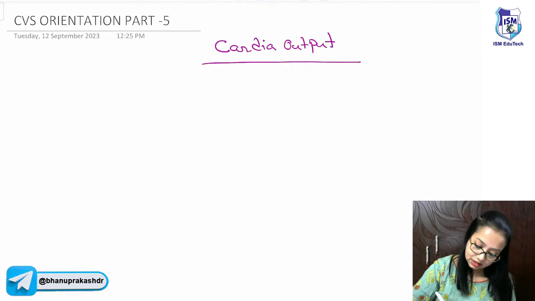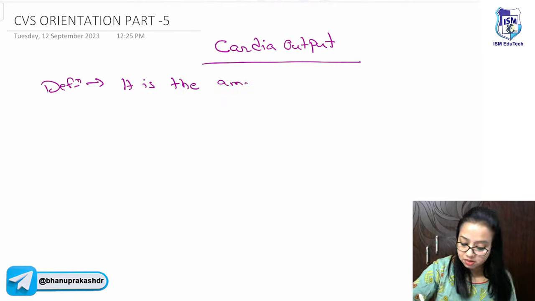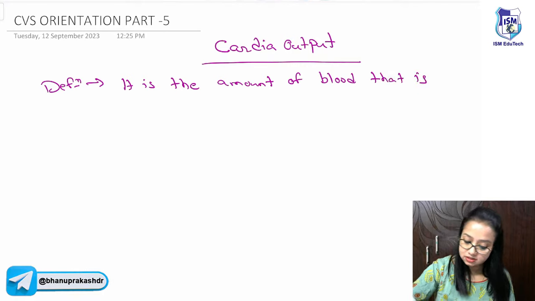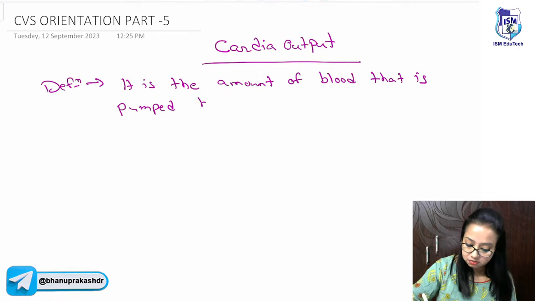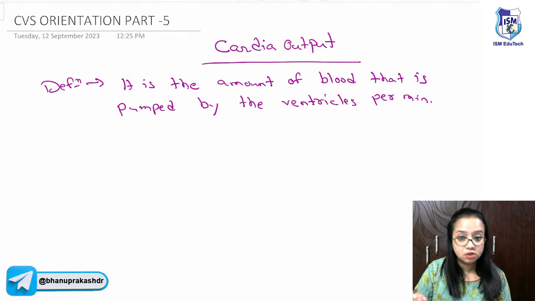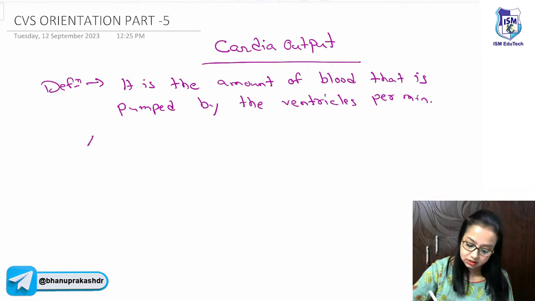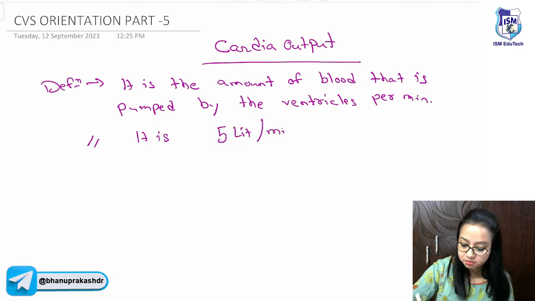output. Cardiac output, by definition, is the amount of blood that is pumped by the ventricles per minute. So, the amount of blood that both the ventricles separately pump per minute is called the cardiac output. The cardiac output is about 5 liters per minute.